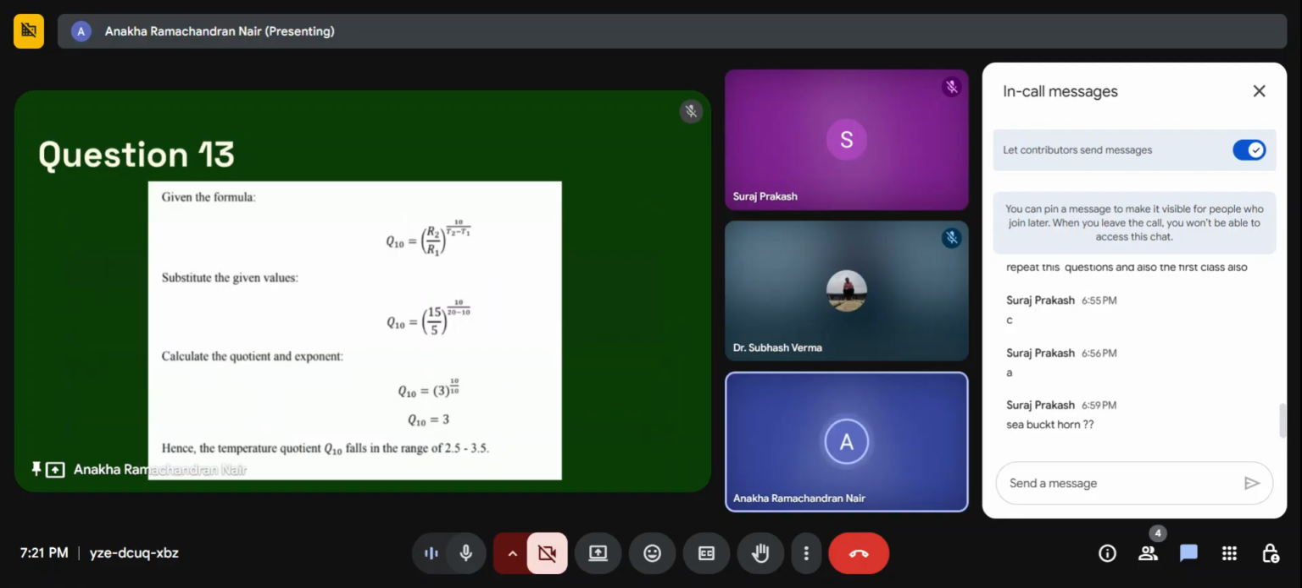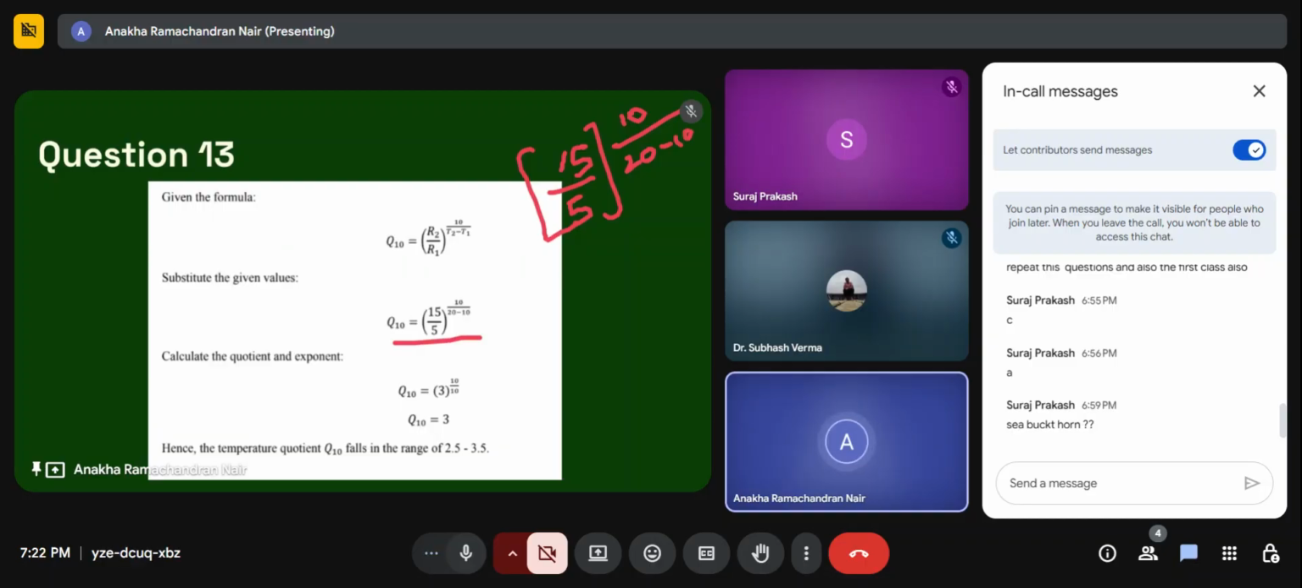So this is the formula for the temperature quotient, that is Q10 equals (R2 by R1), the whole thing to the power of 10 by (T2 minus T1). So all you have to do is plug in the values, right? R2 according to the question is 15, R1 is 5, to the power 10 by T2, which is 20, minus T1, which is 10. That is exactly what is here.